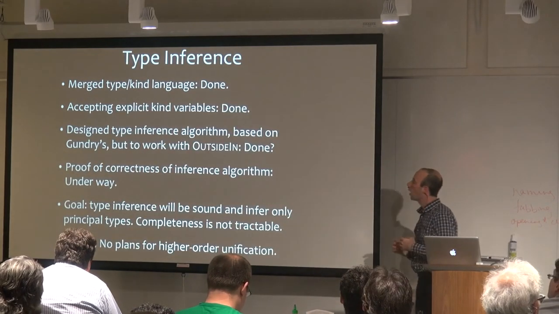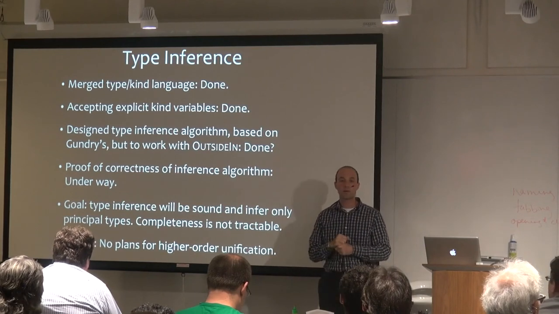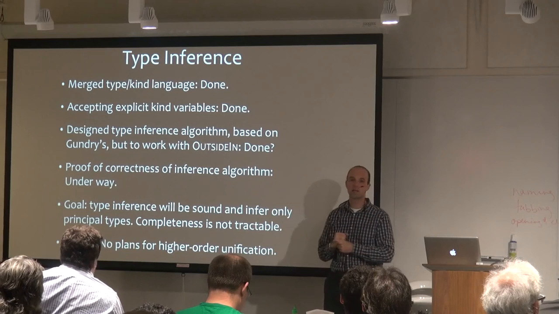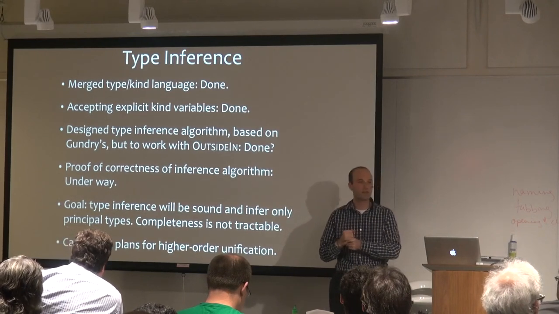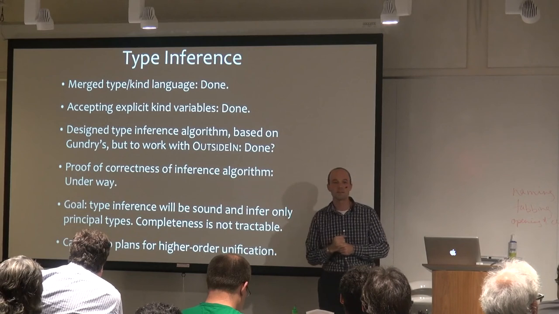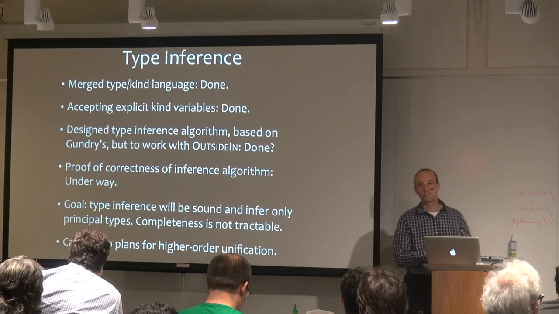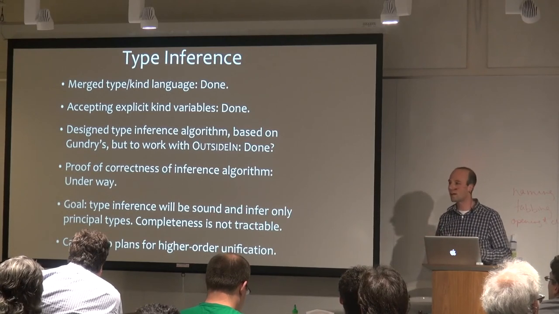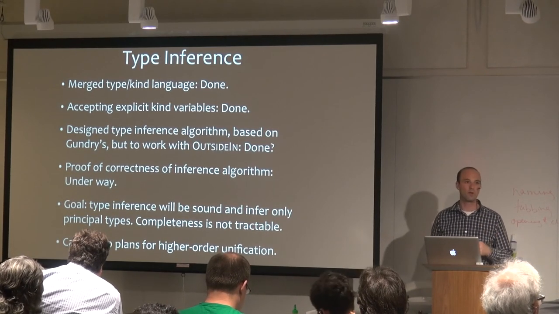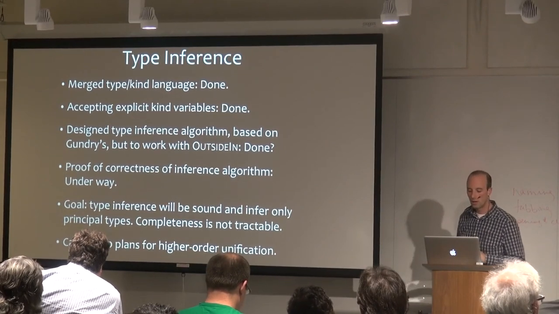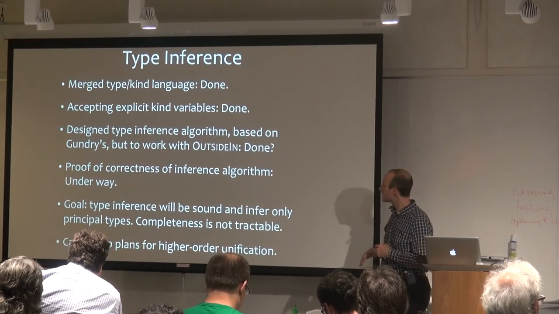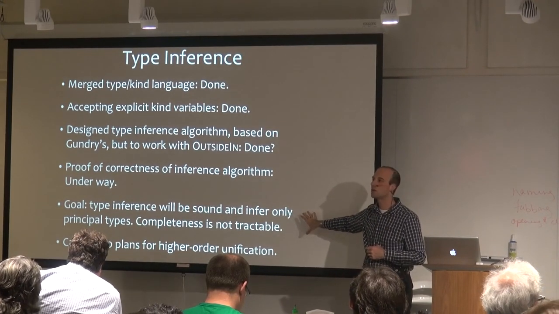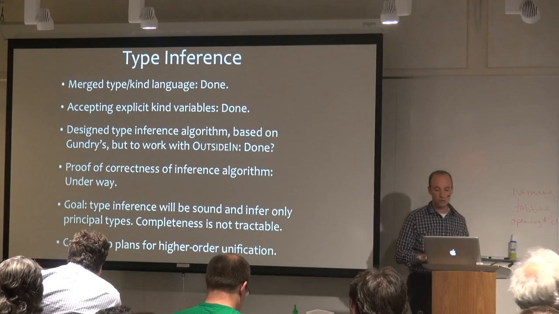Type inference, I worked out an algorithm on paper. I have a partial proof that it's correct. It's all sort of roughly in progress, and so that's coming along just fine. The implementation is coming along just fine, too. The interesting thing here is, I want to keep typing for some nice theoretical properties, which is something that's totally different than what we do.